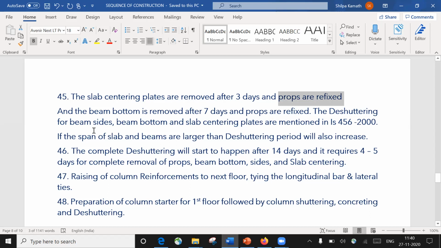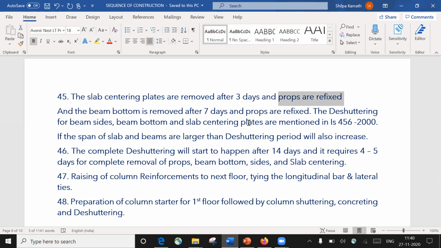The de-shuttering times for the beam sides, beam bottom, and slab centering plates are mentioned in the IS 456 2000 code book. If the spans of the beam and slab are up to 4.5 meters, you can follow this. If it is greater than 4.5 meters up to 6.5 meters, there is a certain clause in the code book that we try to follow. But the usual practice is that after 3 days we remove the slab centering plates and refix the props, and the beam bottom we remove after 7 days and refix the props.